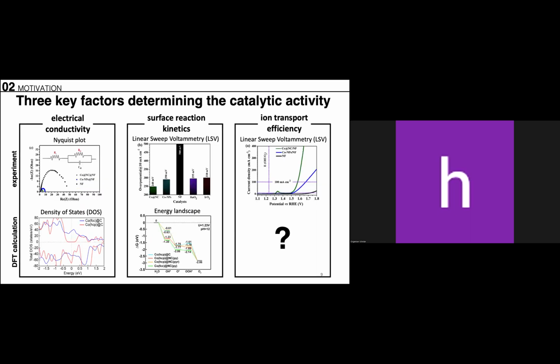And secondly, there are three key factors that determine the catalytic reactivity, which are electrical conductivity, surface reaction kinetics, and ion transfer efficiency. Those three key factors have been well analyzed by experimental analysis, for example the Nyquist plot or linear sweep voltammetry. In DFT calculations, electrical conductivity and surface reaction kinetics have been well analyzed by, for example, density of states or Gibbs free energy landscape. But what about ion transfer efficiency? Unfortunately, it has not been well explained or considered so far.